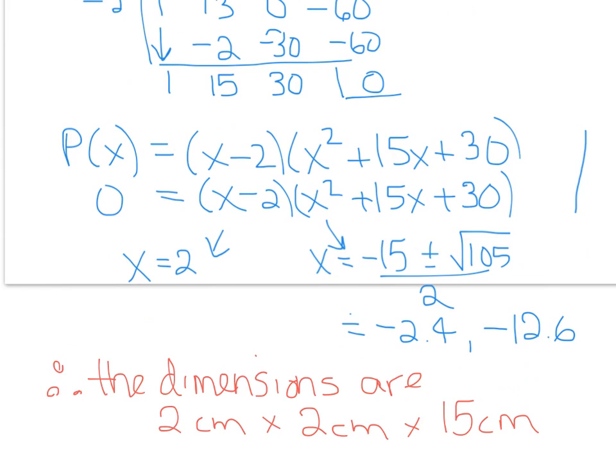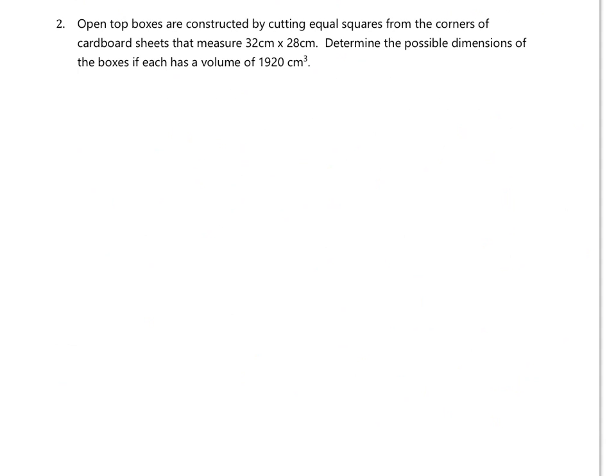Okay, so that's example 1. Let's go on to number 2. Example number 2 is this idea of the open top box constructed by cutting equal squares from the corners of a single cardboard sheet. Hopefully you have seen this picture before. I'm going to draw it. If you need a demonstration in class about how to get this idea, I can absolutely do it.